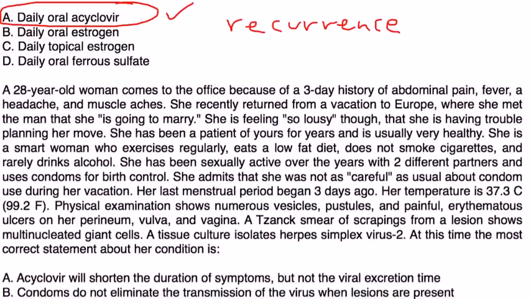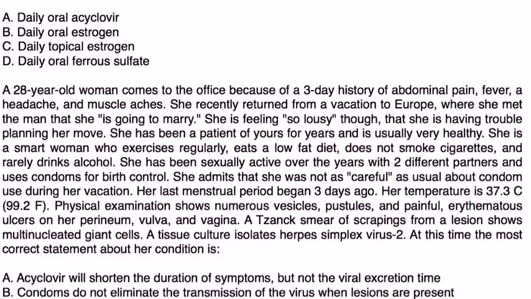And finally, a big long one. A 28-year-old woman comes to the office because of a 3-day history of abdominal pain, fever, headache, and muscle aches. She recently returned from a vacation to Europe where she met a man that she is going to marry. She is feeling so lousy, though, that she is having trouble planning her move. She has been a patient of yours for years and is usually very healthy. She is a smart woman who exercises regularly, eats a low-fat diet, does not smoke cigarettes, and rarely drinks alcohol.